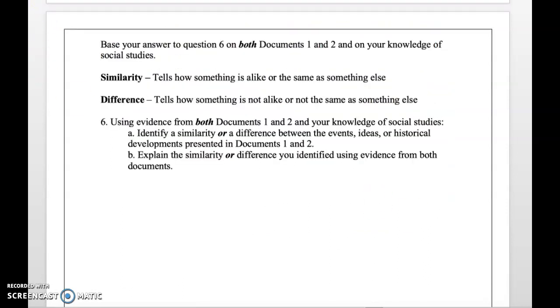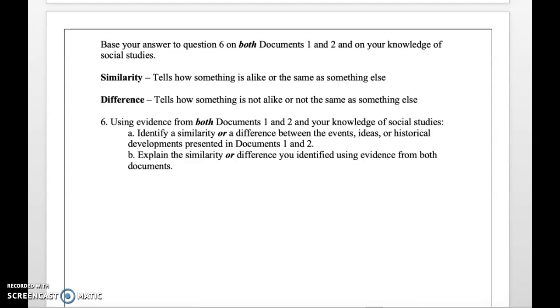The last document that you have is document 6, and this one is a compare and contrast type document between the two before it. And in this one, you need to tell the reader a similarity or difference. So it says, using evidence from both documents 1 and 2 and your knowledge of social studies, identify a similarity or a difference between the events, ideas, or historical developments, and explain the similarity or difference you identified using evidence from both. There is a difference between the words identify and explain.